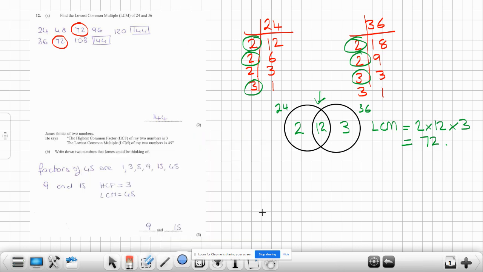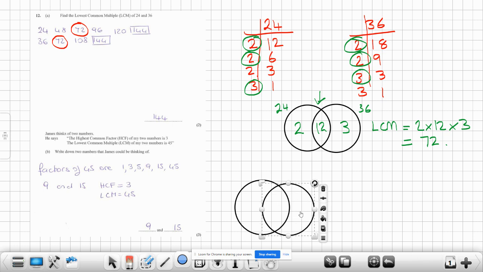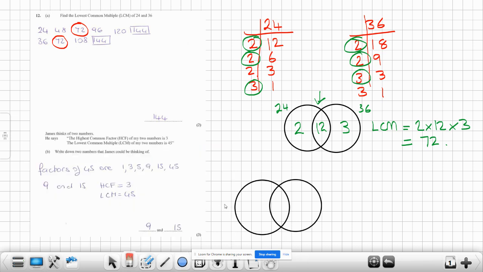Let's go back to our old faithful of the Venn diagram. Now, let's put in what we know. We don't know what the two numbers are. What we do know is the highest common factor is 3. So that would have to go in the middle. That's got to be shared by both of them.